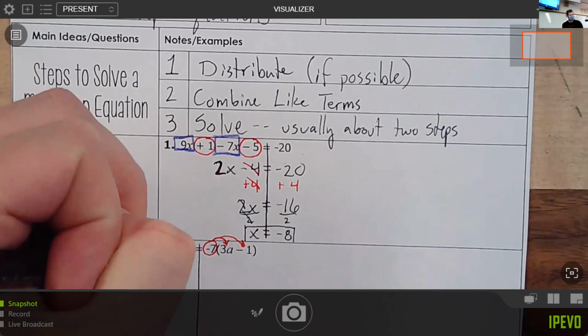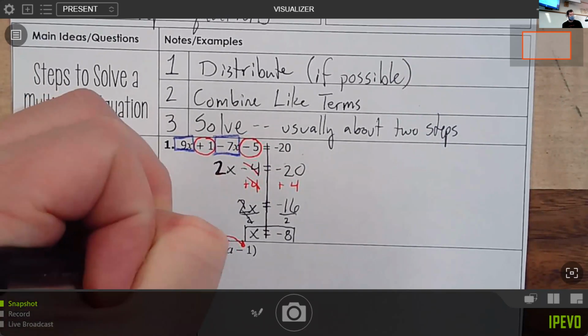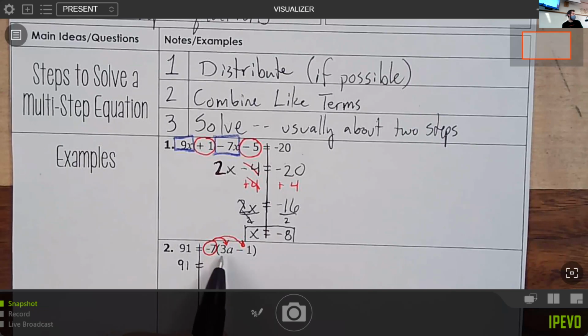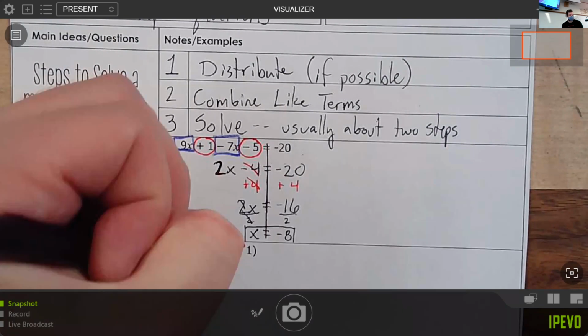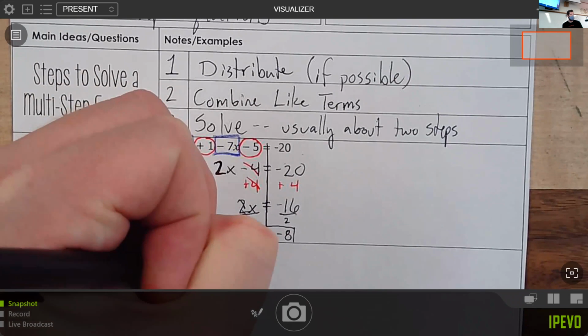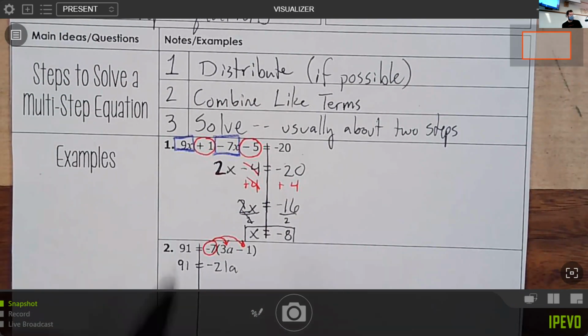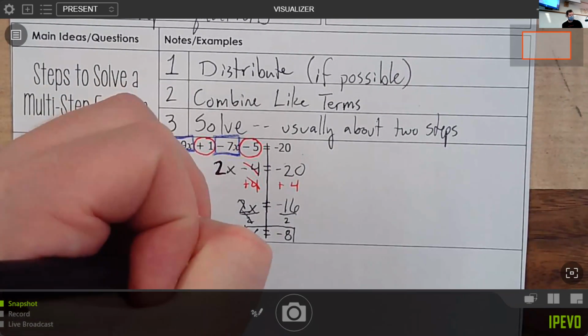So on the left-hand side, 91, that's still there. -7 times 3a. Remember, when you're distributing, you're just multiplying the numbers together. And if there's a variable, leave the variable. So -7 times 3 is -21 with the variable, so -21a. And -7 times -1 is +7.